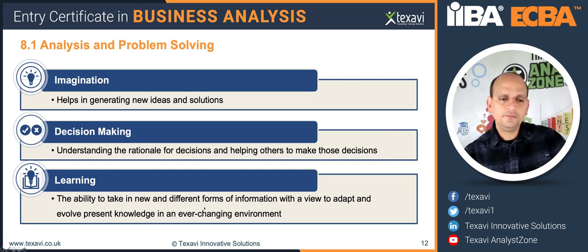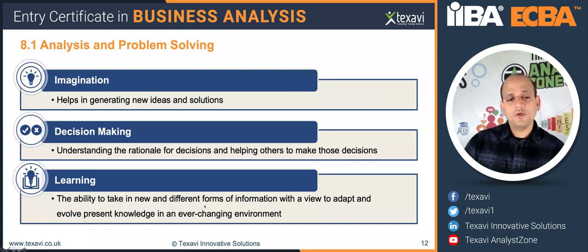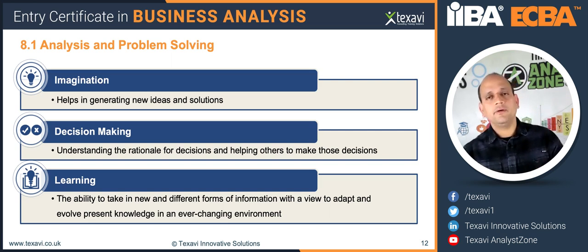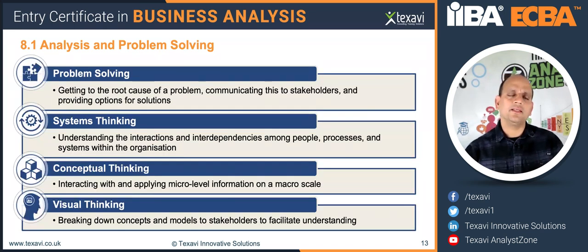Learning is the ability to take in new and different forms of information, with a view to adapt and evolve present knowledge in an ever-changing environment. That's what we were talking about in terms of how we need to open up to learn, not only from our own mistakes, but also from others' mistakes and success stories, and how we can ride the waves and leverage vicarious learning, online learning, blended learning, and everything else. How can we learn continuously as continuously evolving organizations and teams?